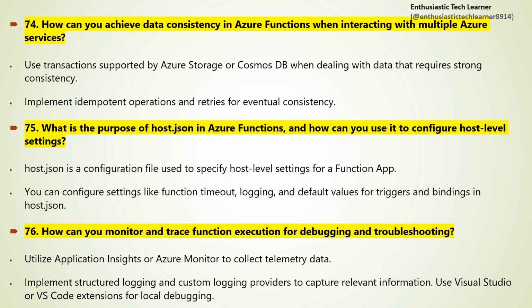How can you monitor and trace function execution for debugging and troubleshooting? Utilize Application Insights or Azure Monitor to collect telemetry data. Implement structured logging and custom logging providers to capture relevant information. Use Visual Studio or VS Code extensions for local debugging.